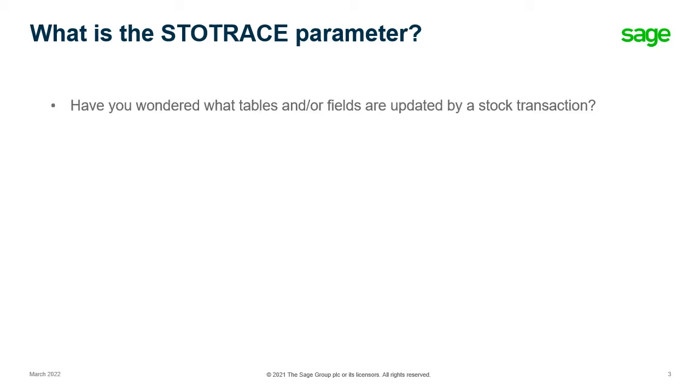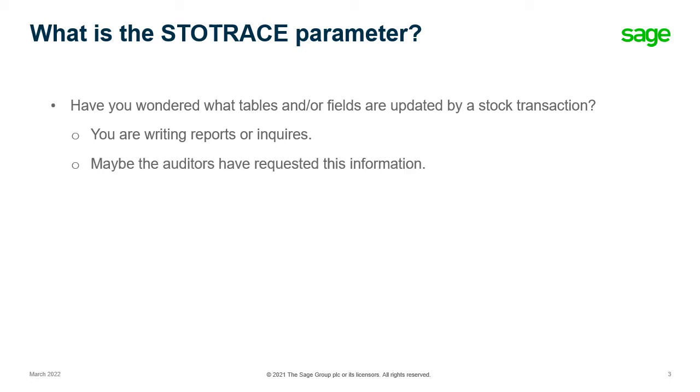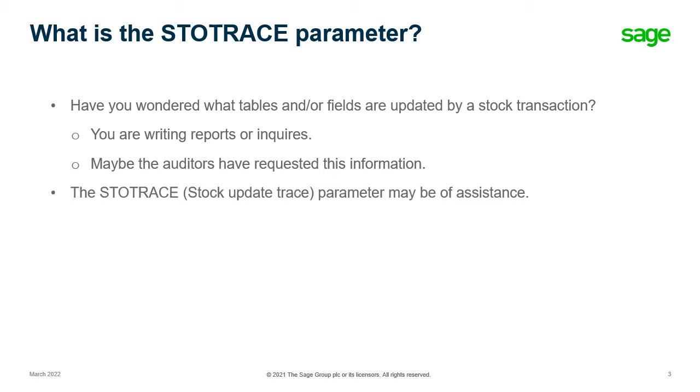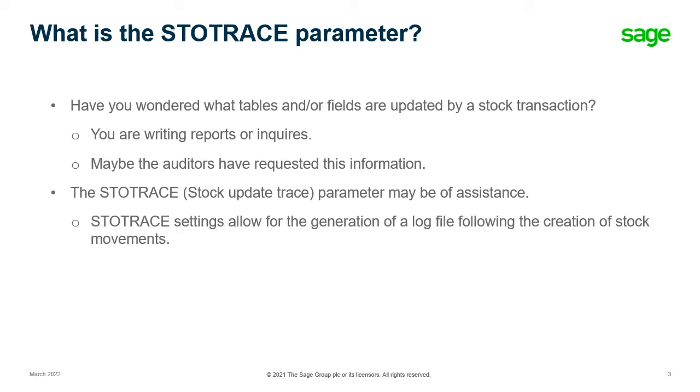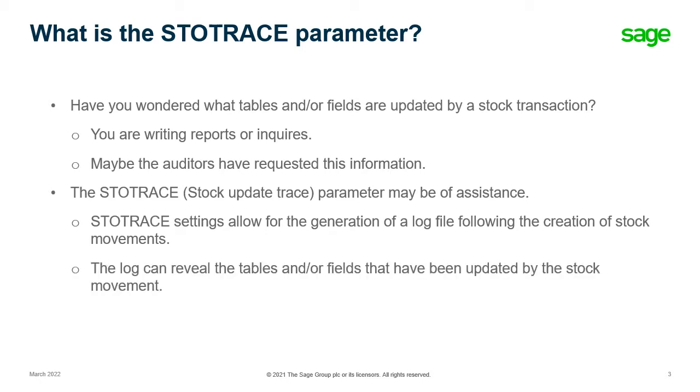Have you ever wondered or needed to know what tables and or fields are updated by a stock transaction? Say you're writing reports or inquiries, maybe the auditors have requested this information. Well, the STOTRACE stock update trace parameter may be of assistance. STOTRACE settings allow for the generation of a log file following the creation of stock movements. The log can reveal the tables and or fields that have been updated by the stock movement.